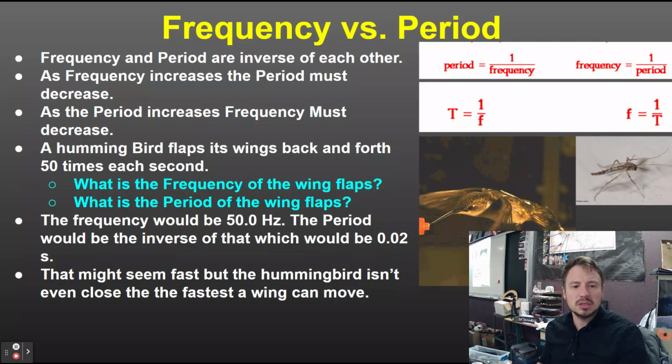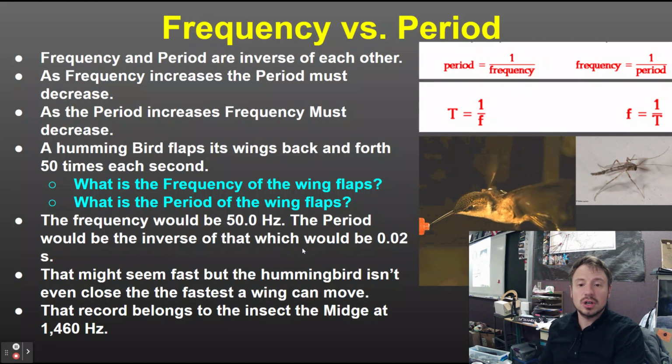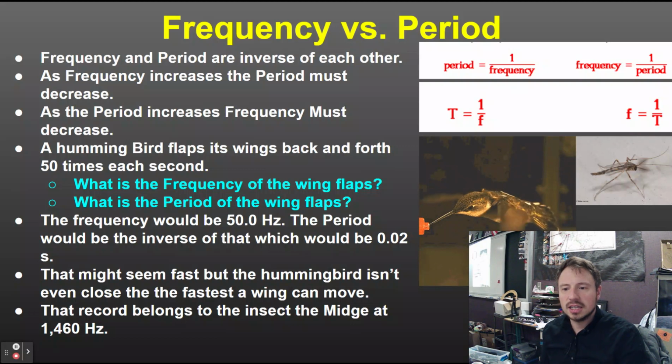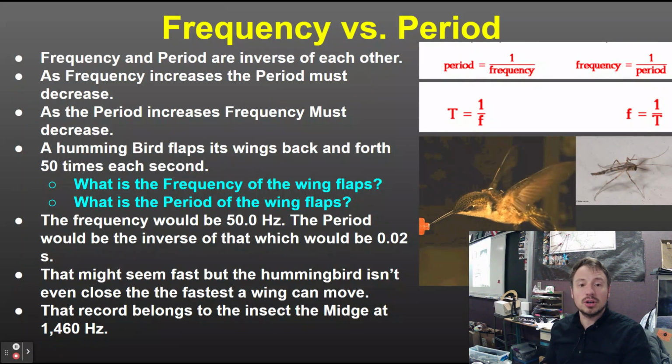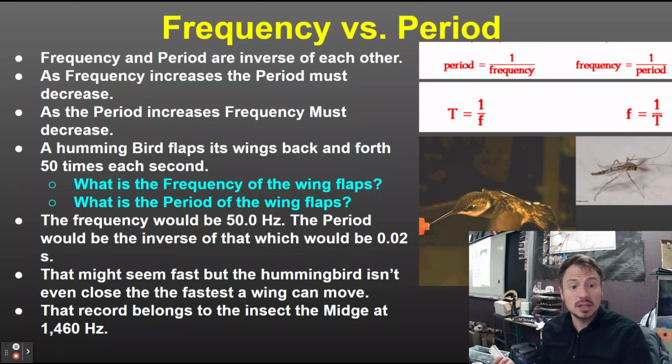Just a fun little fact. That might seem fast, and the hummingbird is the fastest bird that flaps its wings, but it's not even close to how fast a wing can move. There are some insects, and there's one pictured there. It's 1,460 hertz. So that'd be 1,460 cycles per second. That's incredibly fast. If I wanted to find the period, I just take the inverse, 1 divided by that. It's going to be very short because that's measuring how fast that insect can flap its wings once.